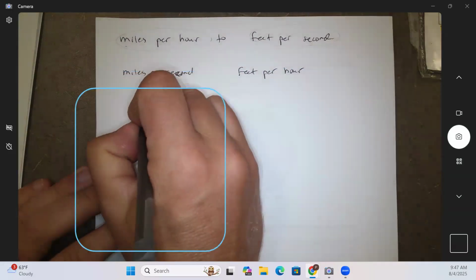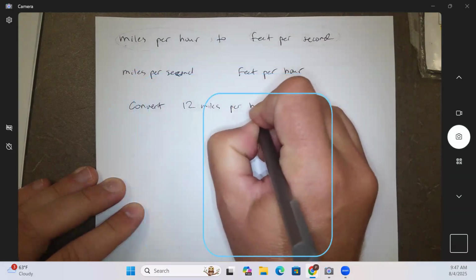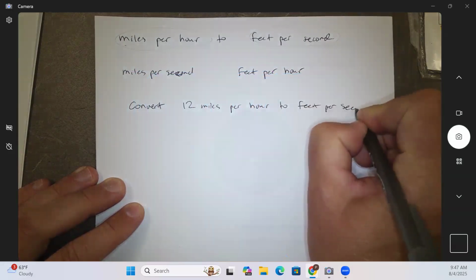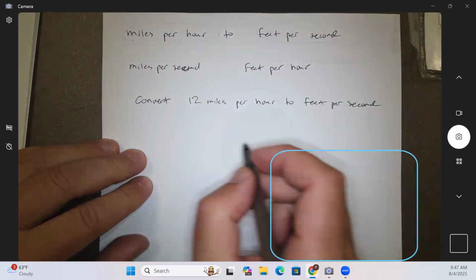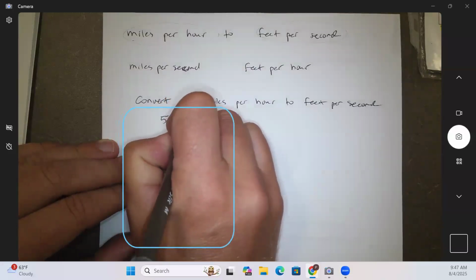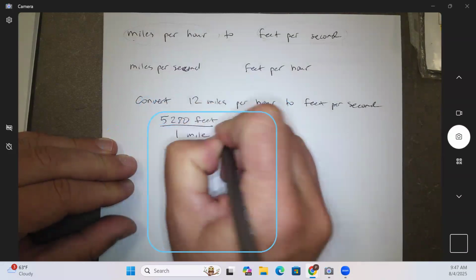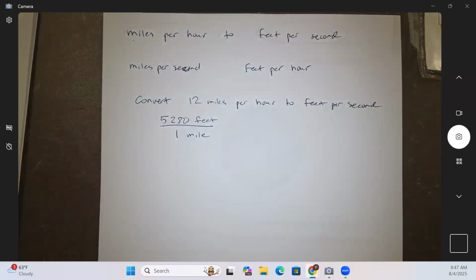So let's convert 12 miles per hour to feet per second. And to do this, we just need our conversion factors. So I'm going to start listing some. There are 5,280 feet in 1 mile. These are all things that I'll give you if I'm asking you to do this without the use of the internet, by the way.